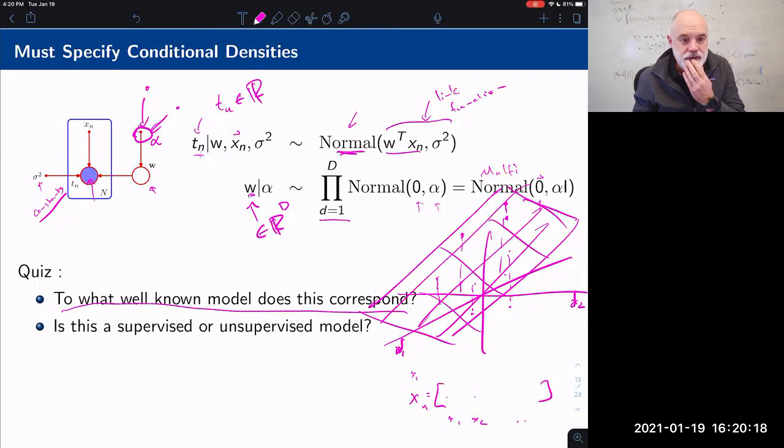Is this L2 linear regression, with L2 loss and norm? For somebody who's taken 340, absolutely. Yes, that is what this is.